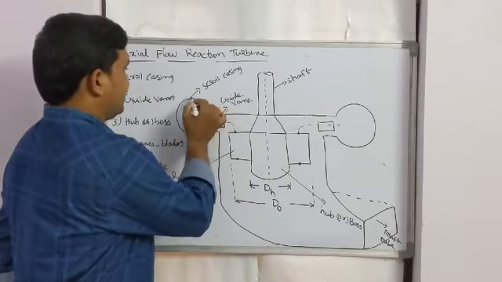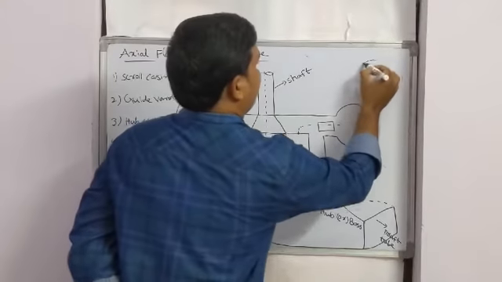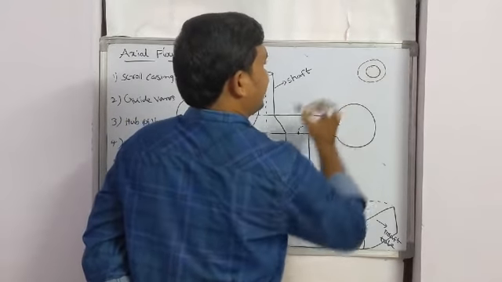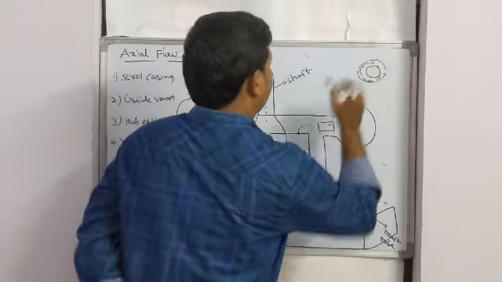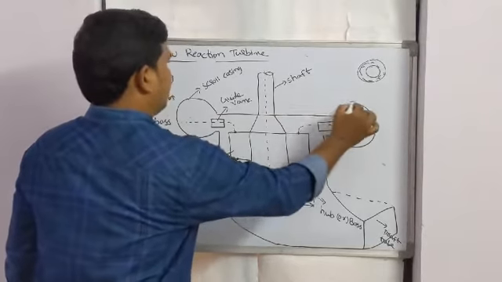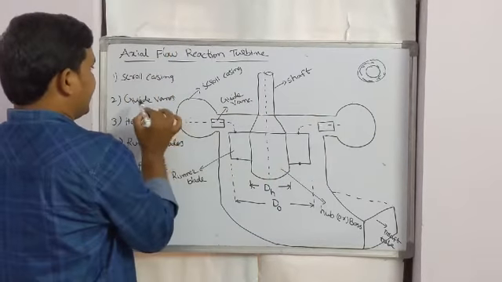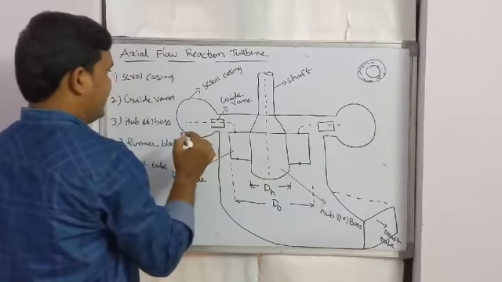This is the scroll casing. The entire part is the scroll casing. It is like a closed conduit. In this scroll casing, all the parts of the turbine are situated. Guide vanes: this is a guide vane, this is also a guide vane, this is also a guide vane.